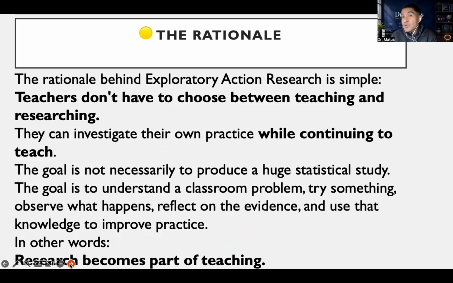So the rationale behind exploratory action research is quite simple. Teachers don't have to choose between teaching and researching. They can investigate their own practice while continuing to teach. The goal is not necessarily to produce a huge statistical study, like an empirical or quasi-experimental study. The goal is to understand a classroom problem, try something new, observe what happens, reflect on the evidence, and use that knowledge to improve practice. In other words, research becomes part of your teaching.